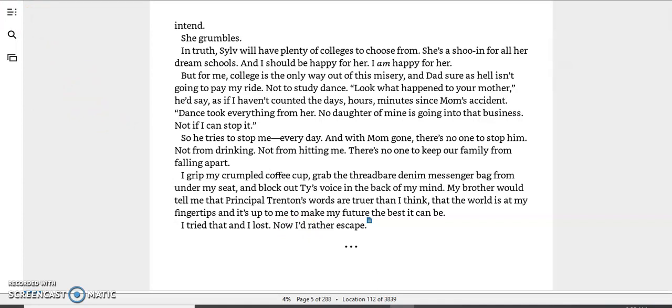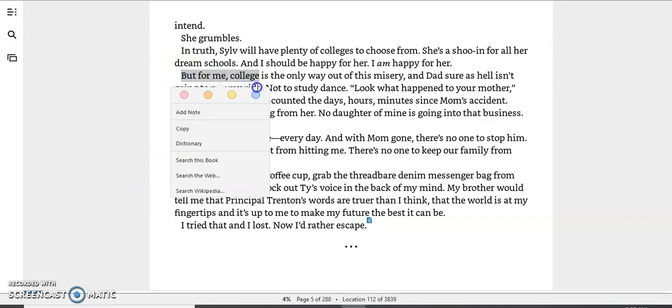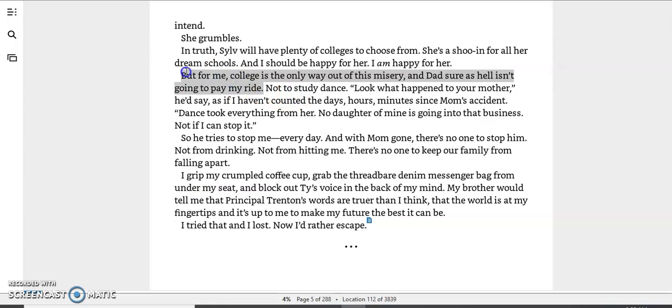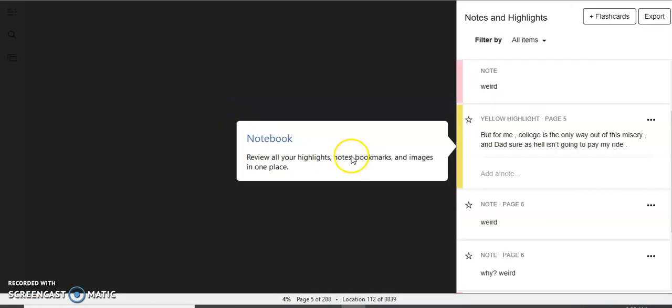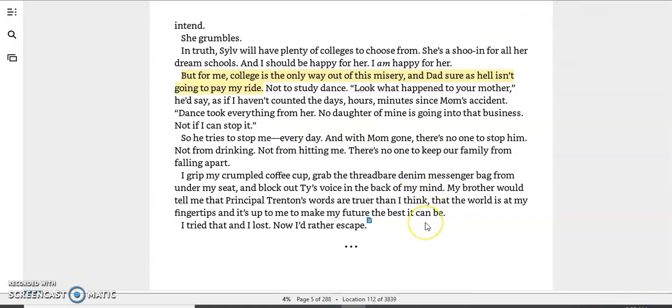I feel like she seems really pessimistic, like she has no hope at all in her life, which is really sad. The first thing that made me think that is right here. "But for me, college is the only way out of this misery, and Dad sure as hell isn't going to pay my ride." So it looks like she really needs to get into a college. She wants to go, but she feels like she's not even going to be able to because her dad won't pay for it.